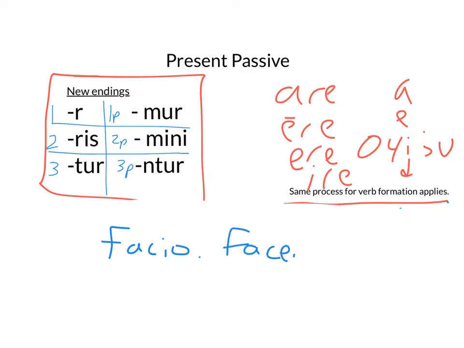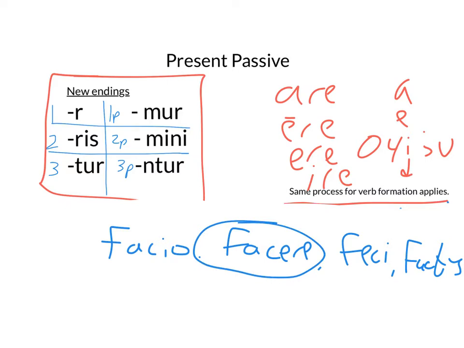Facere, feci, factus. All right. So we're grabbing this infinitive and we're saying, okay, it is third conjugation. And so we have the new endings.